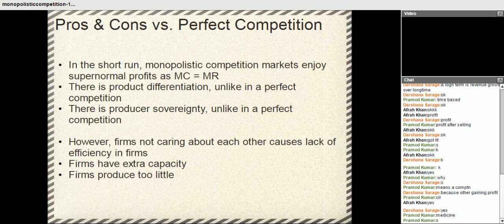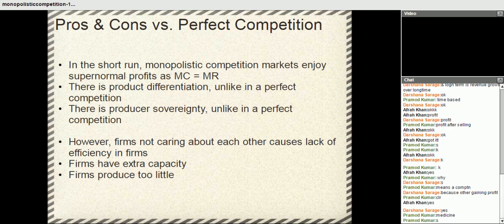Now when we compare it with perfect competition, what is it like? In the short run, monopolistic competition markets enjoy supernormal profits as marginal cost is equal to marginal revenue. There is product differentiation unlike in a perfect competition. So there is producer sovereignty unlike in a perfect competition. That is great. However, firms not caring about each other causes lack of efficiency in firms. Yeah, there is some wastage. Unnecessarily money is wasted on advertising, competition and all that. Firms have extra capacity. Firms produce too little.